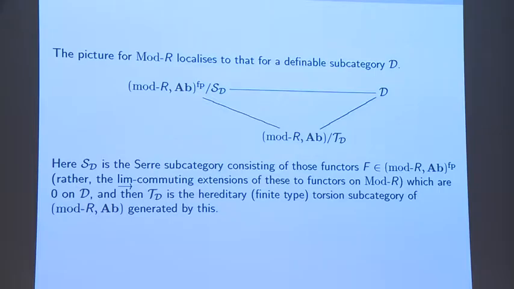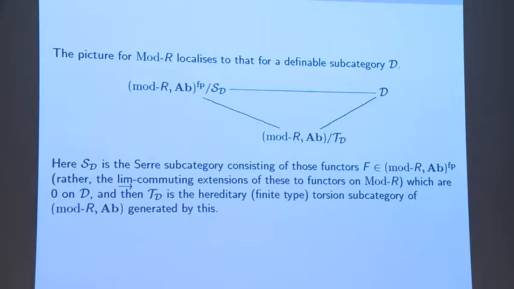So you fix the definable subcategory, and you look at all the functors F. Now F is strictly speaking defined on finitely presented R modules, but every module is a directed colimit of these. So there's a unique limit-preserving extension of F to all modules. So you ask whether F is 0 on every object of D. If it is, you put it in the Serre subcategory.